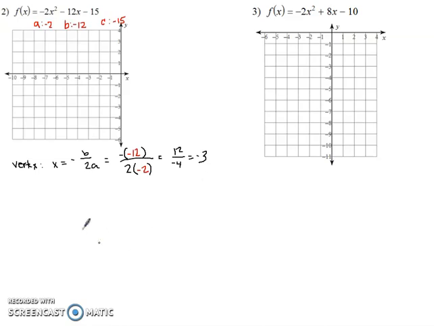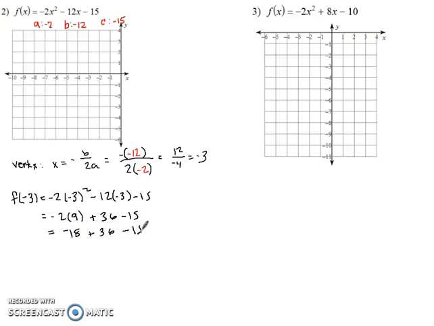Now to find my y, I go back and plug that into my function. f of negative 3 is equal to negative 2 times negative 3 squared minus 12x minus 15, but I should have replaced that x with a negative 3 minus 15. So negative 2 times 9 plus 36 minus 15. Negative 18 plus 36 minus 15 is going to be 18 minus 15, which is 3. So my vertex is at the point negative 3 for x and 3 for y.